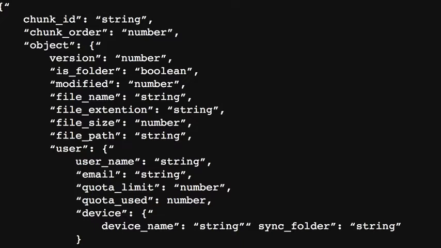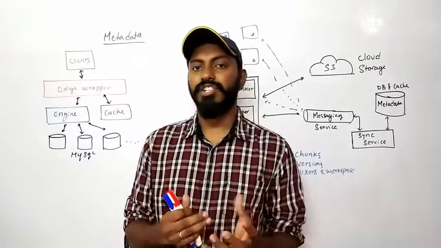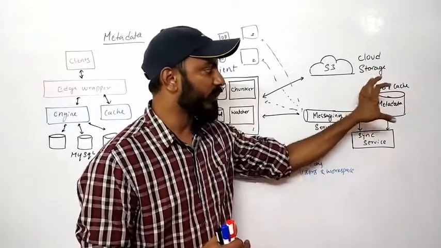Why do you need a chunk order? As I already mentioned, if we break the file into multiple pieces, we should also know the order in which the chunks should be stitched back to get the original file. Also, in the object information, we have the version number, whether it is a folder or a file, and that information is captured for each item, and also the file name obviously, and the extension, size and path, etc. A little bit of information about the user is also captured over here along with the device information.